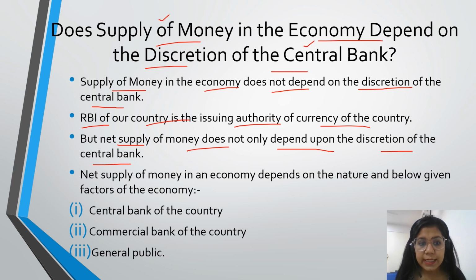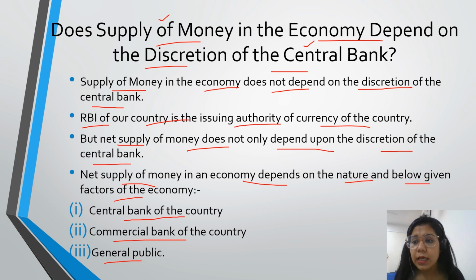So, the net supply of money in an economy depends on the below given factors. Now, what are these factors that influence the net supply of money? First is the central bank of the country, second is the commercial bank of the country, and third is the general public. So now let's see how these three affect the net supply of money in the economy.